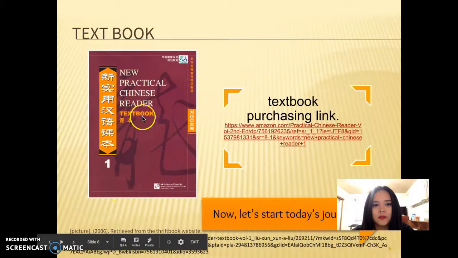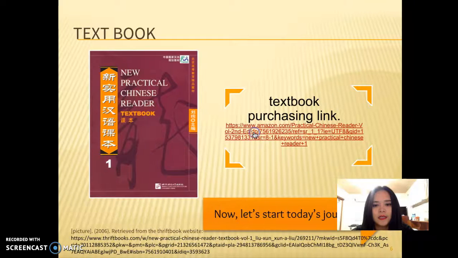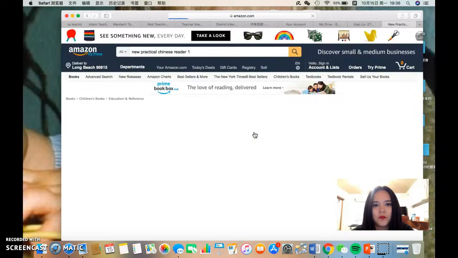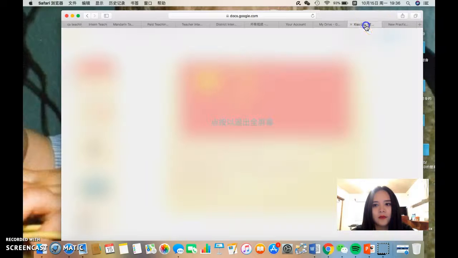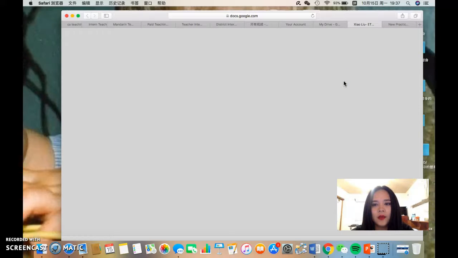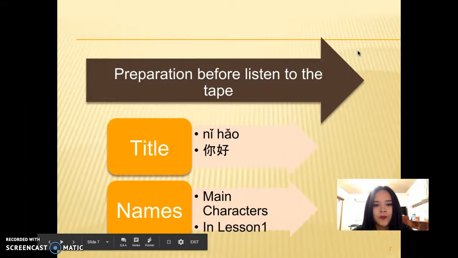And this textbook we will use throughout the whole semester. Here's the link. You can purchase the book on Amazon. The price can be as low as $5. Anyway, books in China are always much cheaper than here in the US.